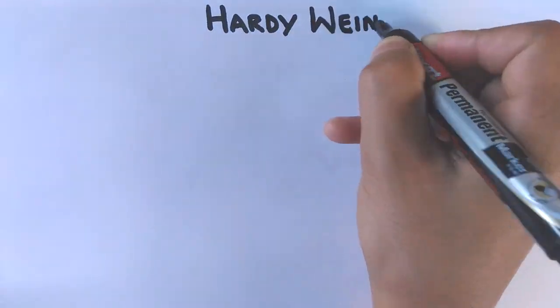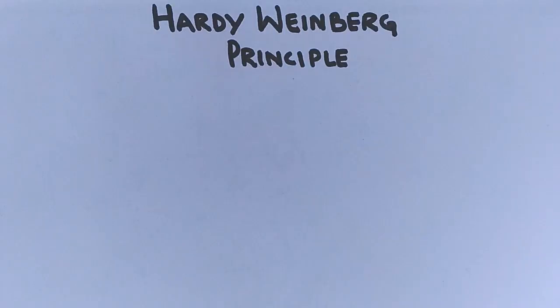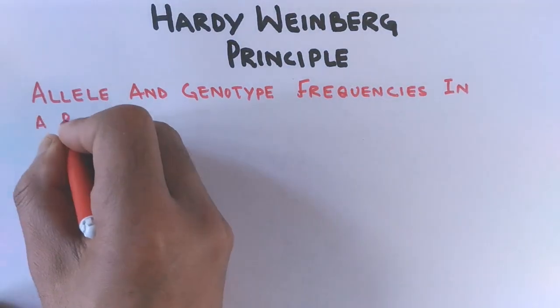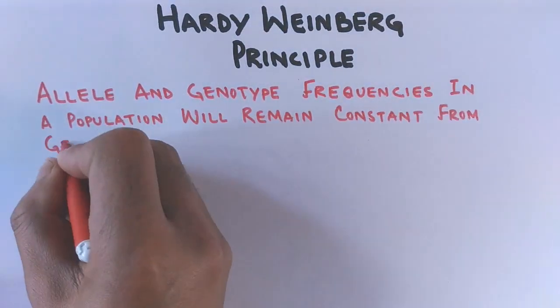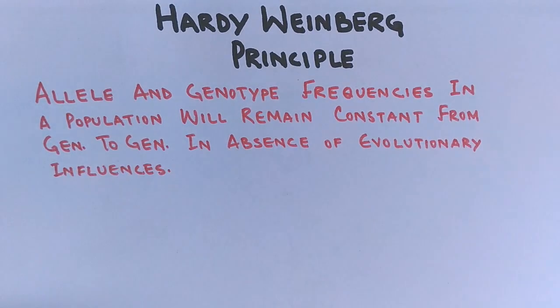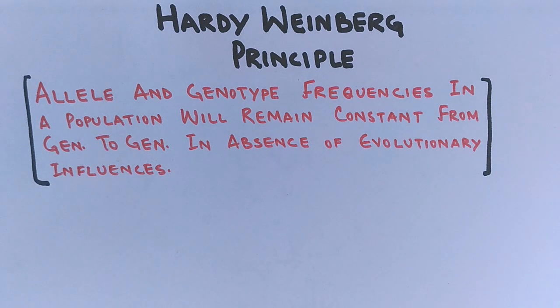Hello friends, in this video we'll be discussing the Hardy-Weinberg Principle, also known as Hardy-Weinberg Equilibrium, because this is the principle in which the population attains equilibrium in case of gene pool when we talk about genes. This principle states that allele and genotype frequencies in a population will remain constant from generation to generation in absence of evolutionary influences. The evolutionary influences which need to be absent to attain the equilibrium in population will be discussed later on in this video.